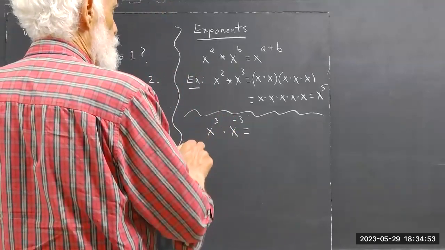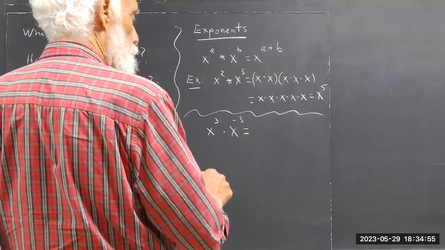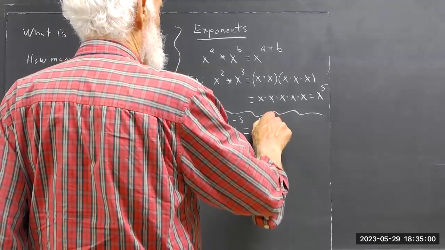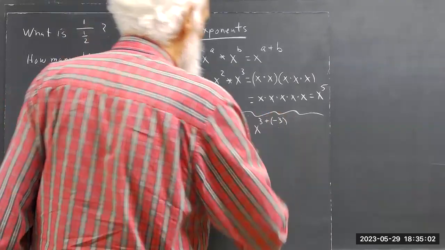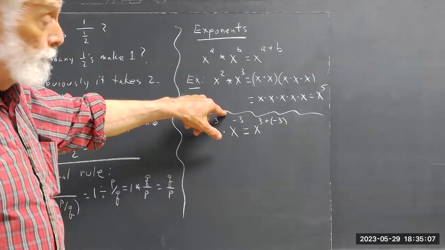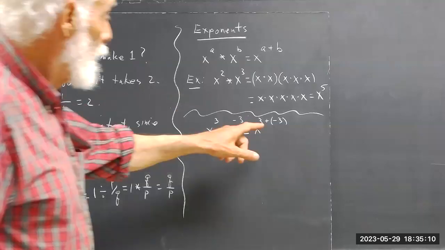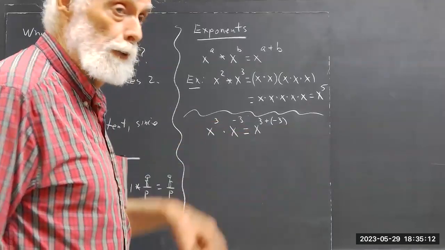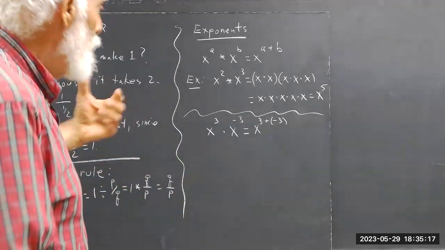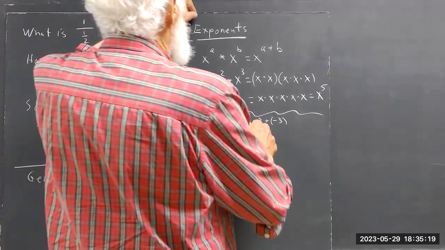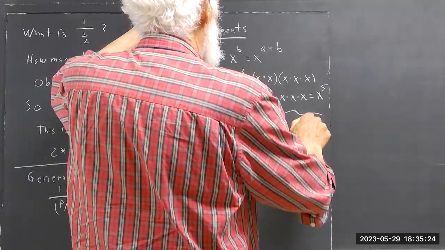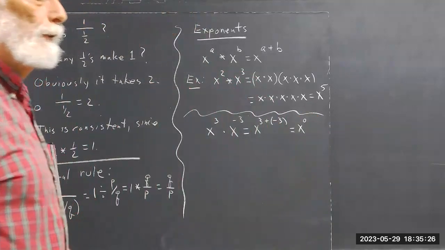One thing we can say is that x to the third times x to the negative third has to equal x to the 3 plus negative 3. If this is going to be our rule, and it has to be because of what I just showed you, then it has to apply even if you have negative exponents. If we want to have a consistent mathematical notation, it has to be this way. What's 3 plus negative 3? That's x to the 0.